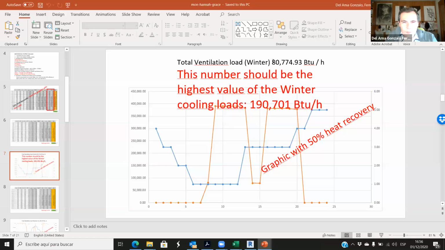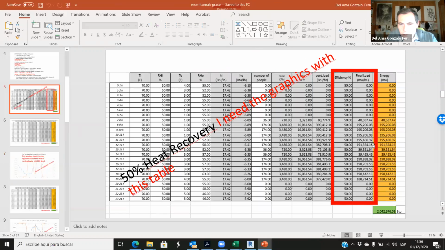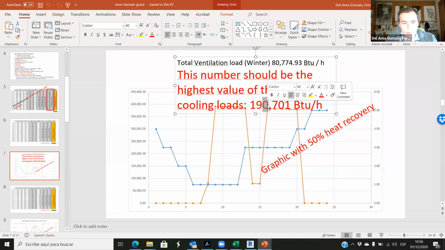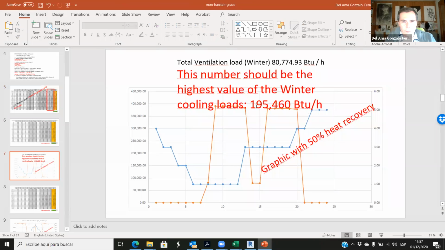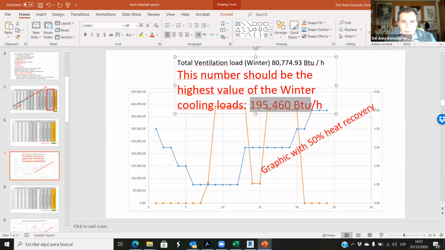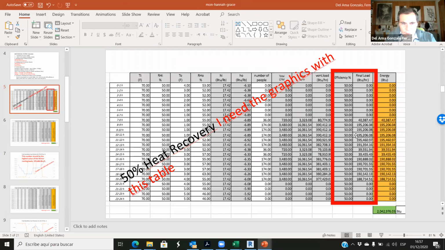Okay, so this one, it's not 197, what? No, it's 195 for 60. Yeah, I made a mistake here. So this is 195 for 60. Okay, so this is the highest value of cooling loads with the heat recovery. That's fine.